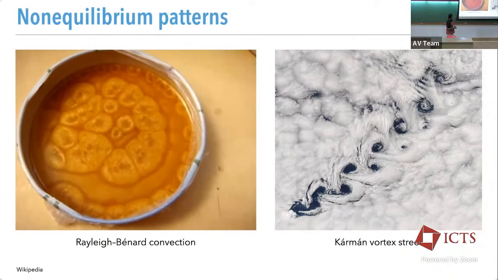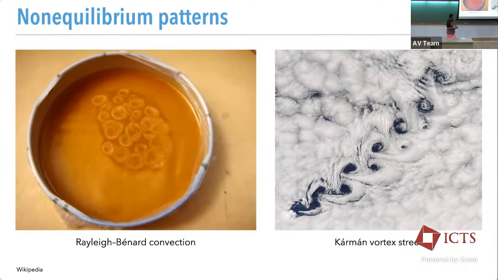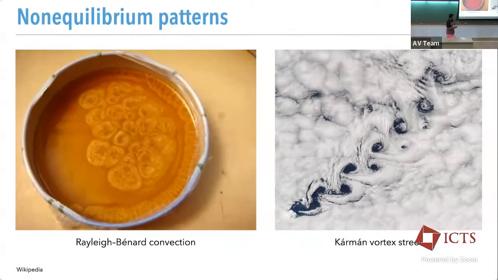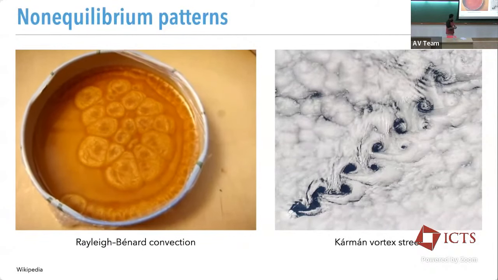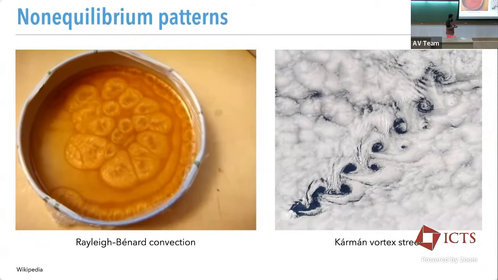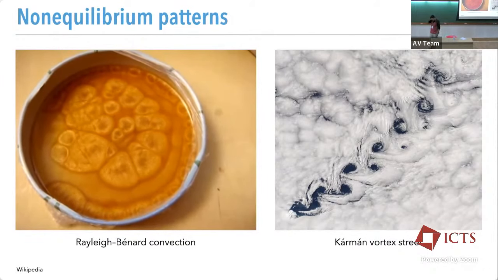A similar physics governs pattern formation even at much larger scales. This is a weather pattern seen from the Space Telescope or the International Space Station. And to scale, if you see this black dot here, that's an island somewhere in the Pacific Ocean. So these are scales which are thousands of kilometers wide. And so this is the classical von Karman vortex street pattern that you see.